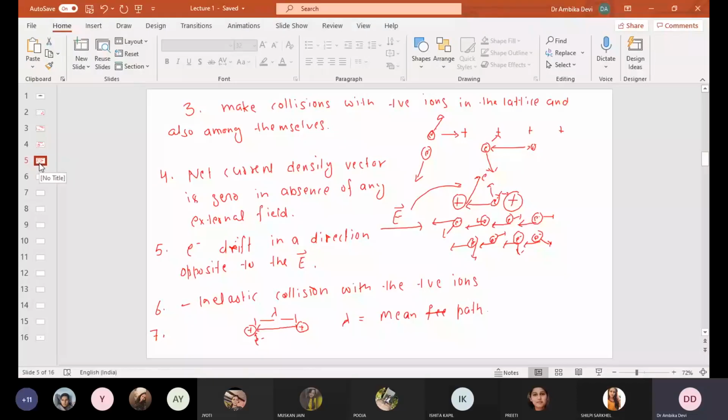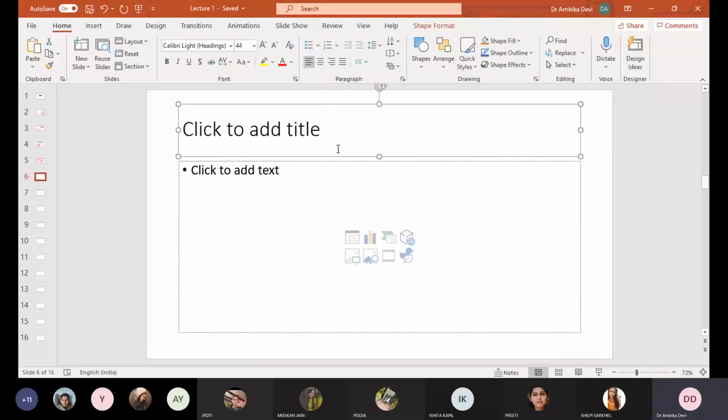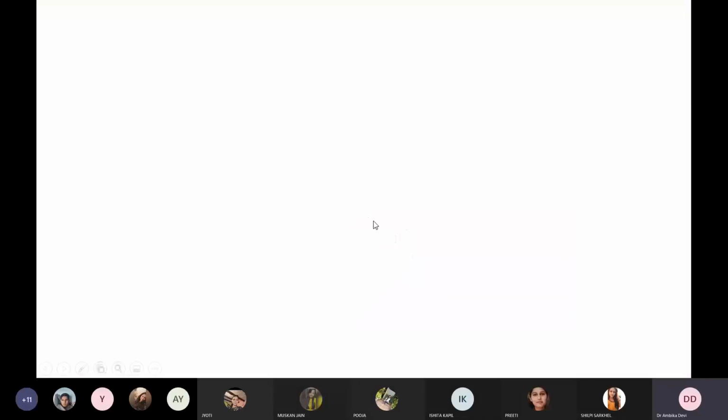Free electron theory. Okay, so today we are going to start with the assumptions of that simplified model, which is talking about the conductivity of matters.